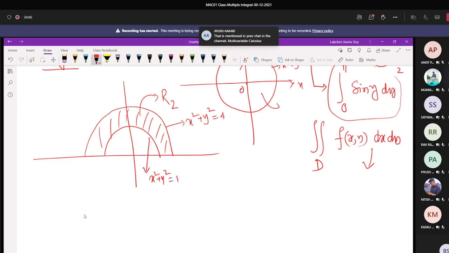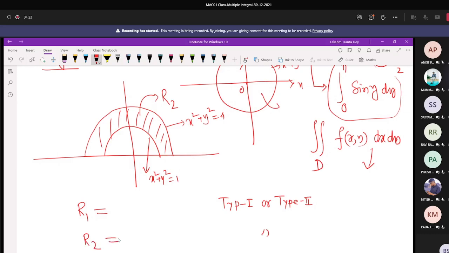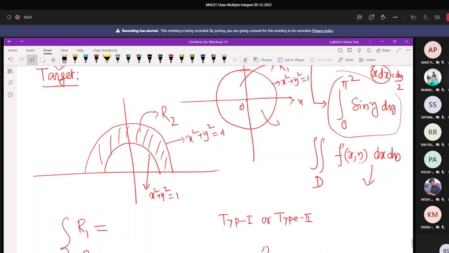In this case, you are having two options. R1 you can write in terms of type 1 or type 2 region in the rectangular coordinate system. Similarly, you can write for R2 as type 1 and type 2 region. But at the same time, if we try to write this part in the polar coordinate system, all of you are habituated. This is a very simple way we can write.